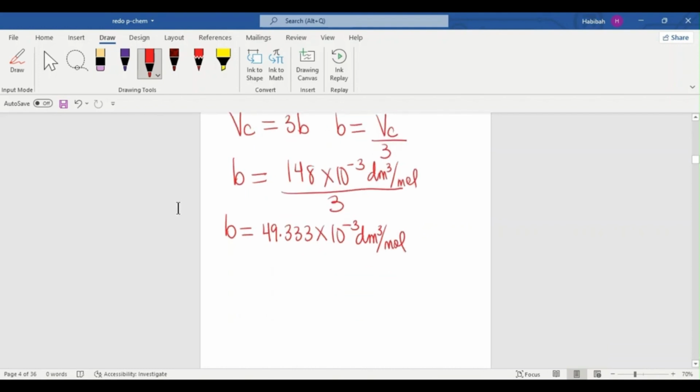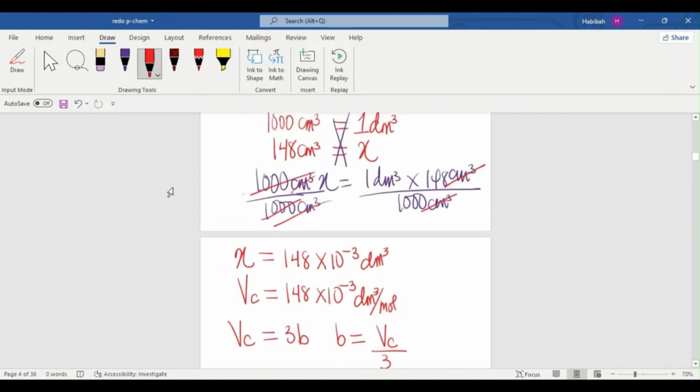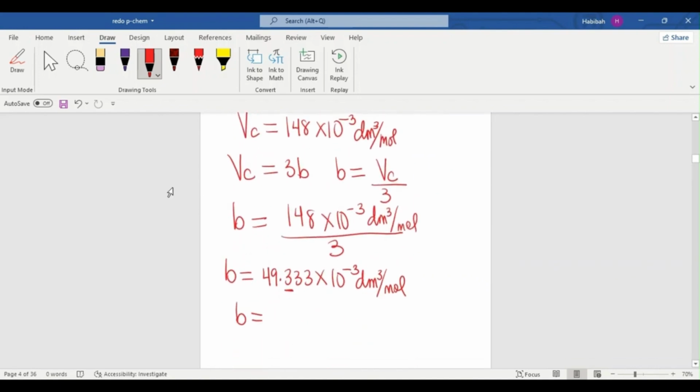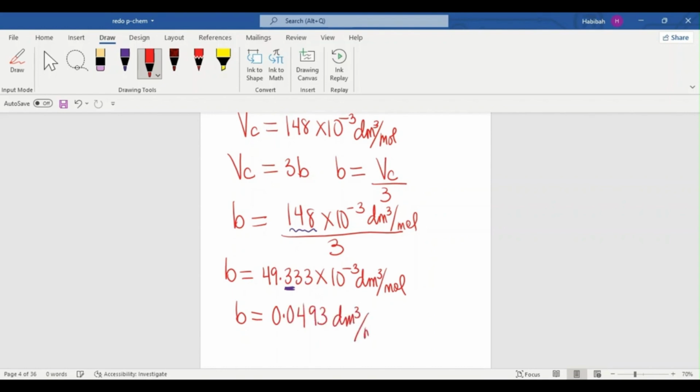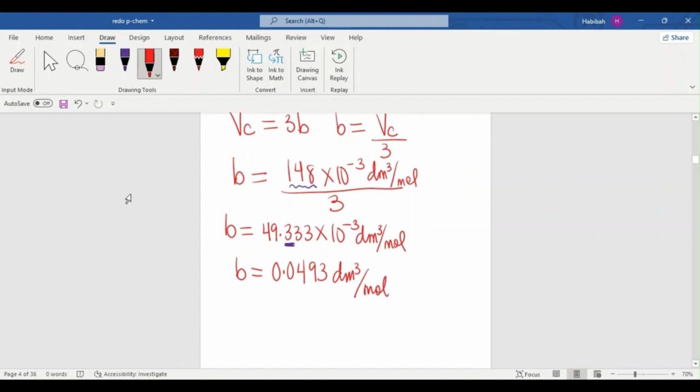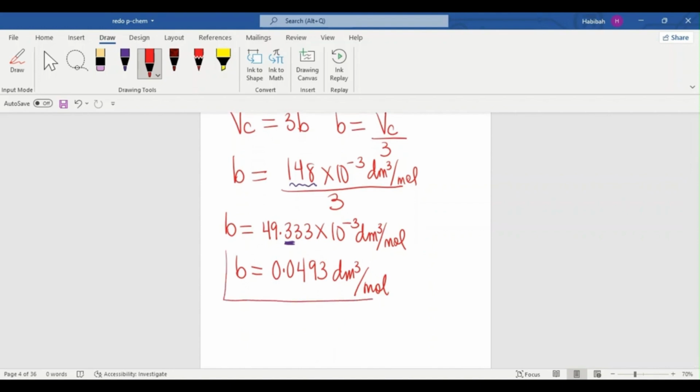So, of course, when you do this, I want to rewrite this in a way that is easier. I also want to make sure it's in three significant figures, because in chemistry, you have to look at the values you use to calculate and see the lowest number of significant figures. And in this case, the main value we were given is just 148 and it's in three sig figs. So we have to have our final answer in three sig figs. You end up with 0.0493, again three sig figs, decimeter cube per mole. So yeah, that's how it's done. So this is the answer to the van der Waals parameter B.